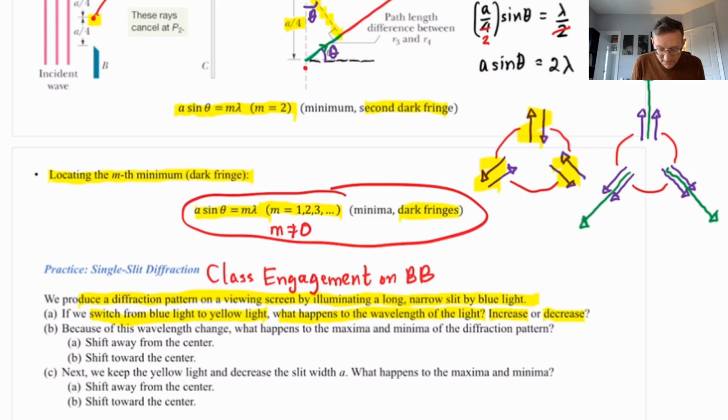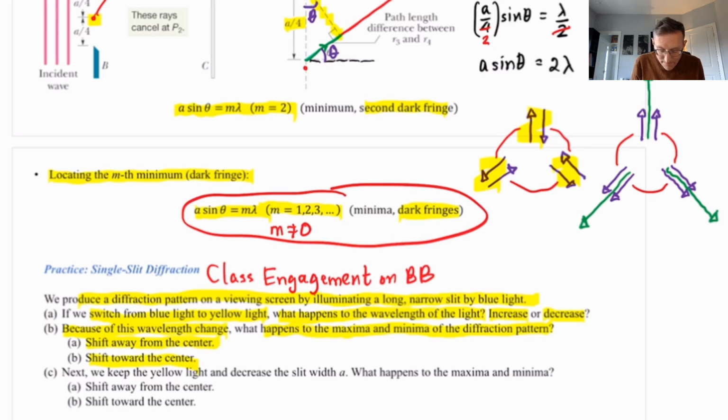Next, because of this wavelength change, you illuminated the slit with blue light, and then on a viewing screen across the way, you saw a diffraction pattern. Now you change the experiment and you illuminate the same slit with yellow light. Because of this wavelength change, what happens to the maxima and the minima of the diffraction pattern, specifically their spacing? Do the maxima and minima shift further away from the central point, or do they shift closer to the central point, because you changed the wavelength from blue light to yellow light?